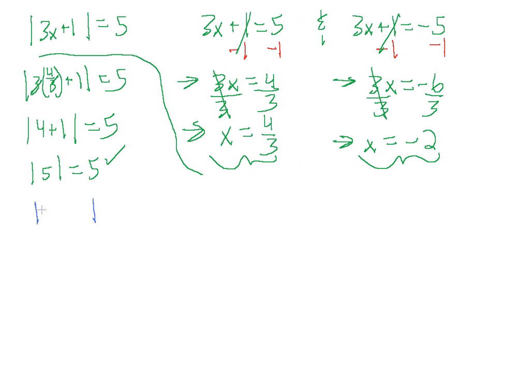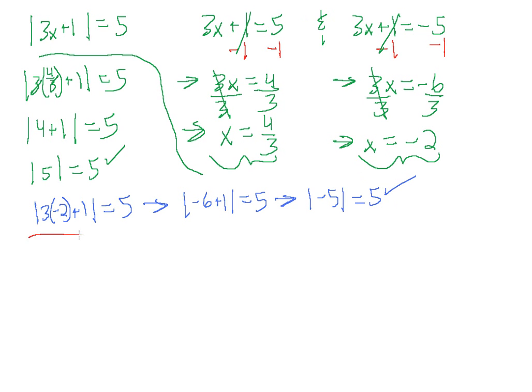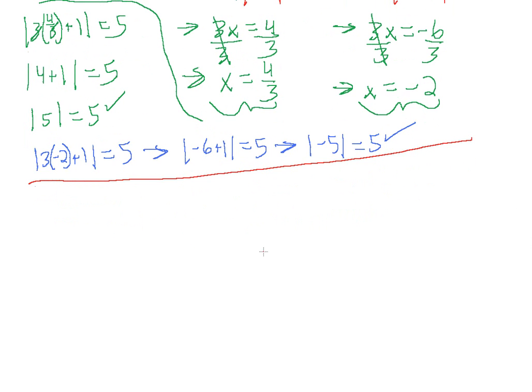So we have the absolute value of 3 times minus 2 plus 1 equal to 5. Let's go ahead and solve this. We have 3 times minus 2 is minus 6 plus 1 equals 5. Absolute value, minus 6 plus 1 is minus 5. Still have our equals 5. And the absolute value of minus 5 equals 5 is a true statement, which means x equals minus 2 is a valid solution for our given equation. Very straightforward. Let's do a couple more for practice.